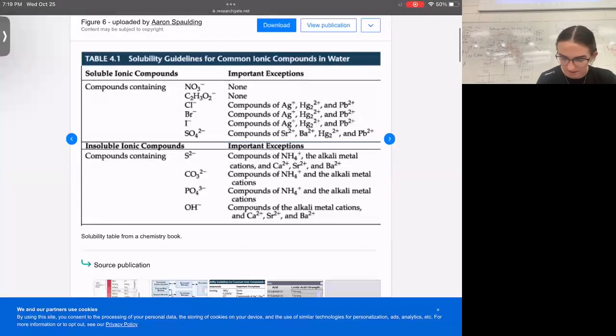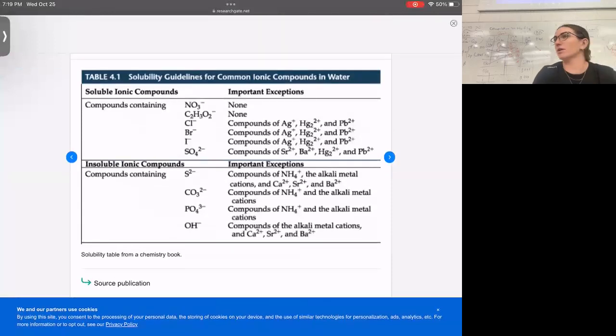So a lot of times you'll see something like this. It's probably in your textbook too, if you look up solubility. Nitrates, and this C2H3O2, acetate, I think it is. Important exceptions means that whatever you react that with, it will always stay dissolved. There's no exceptions.